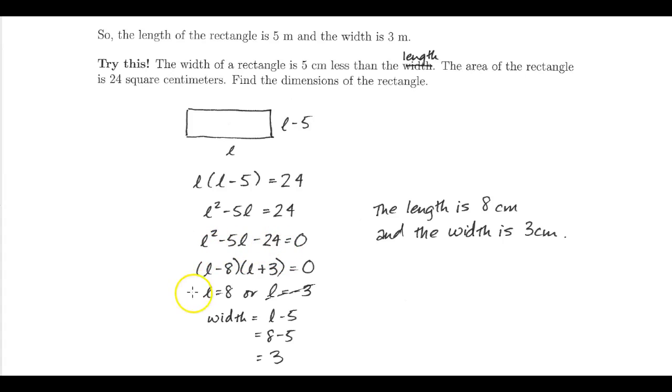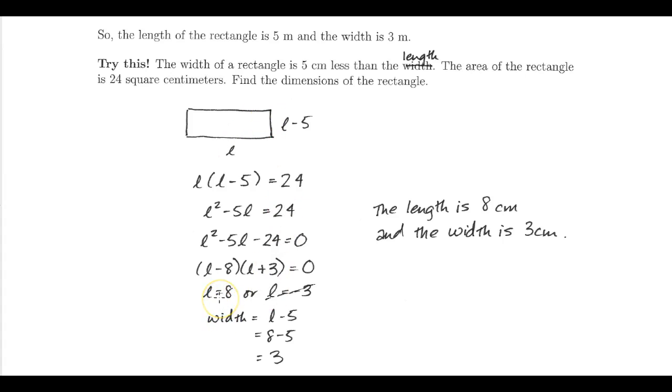So this factors into L minus 8 times L plus 3, so we get negative 24 as our last term. 3L minus 8L is negative 5L, so that checks. So if L minus 8 is 0, that means L is 8. And if L plus 3 is 0, that means L is negative 3. And I got rid of that solution because lengths have to be positive.